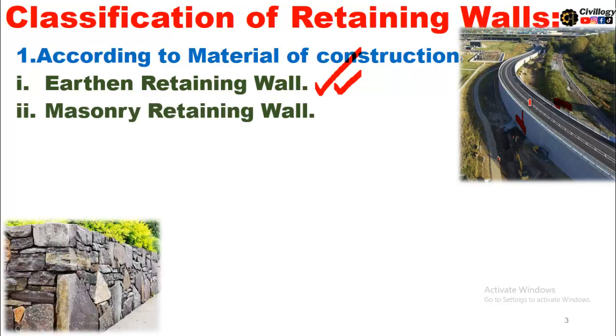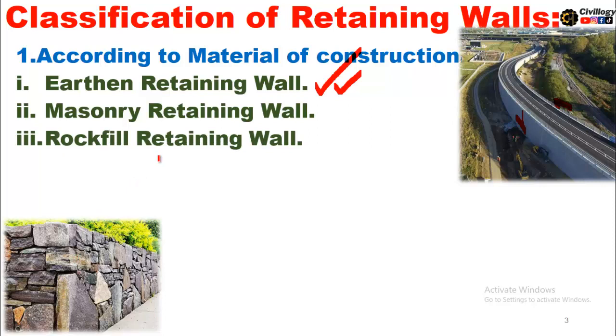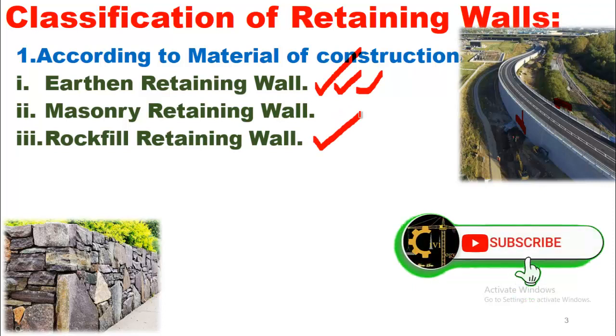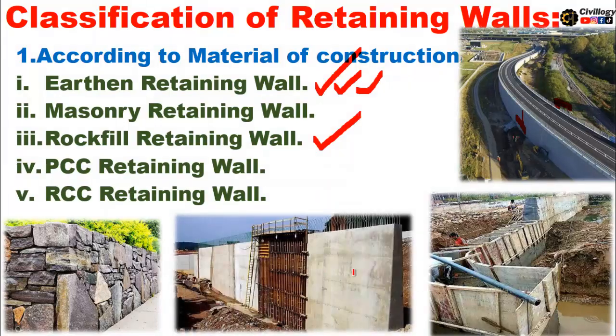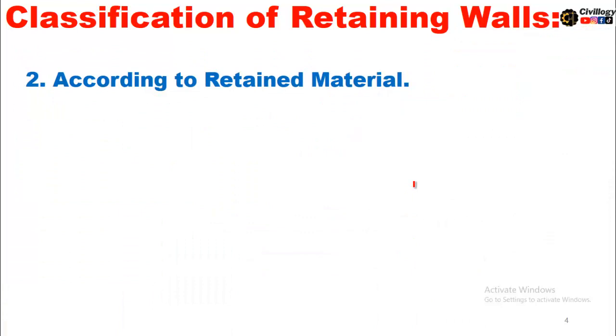The second type is masonry retaining wall, the wall which is made up by the art of masonry, and masonry unit could be stone, blocks, you can say bricks, etc. And rock fill retaining wall, similar to earthen retaining wall, the inside of a hollow retaining wall is filled with rocks. Such type of wall is called rock fill retaining wall. It could be PCC retaining wall, the wall made up of plain cement concrete, and there could be RCC retaining wall, the wall made up of reinforced cement concrete, as you can see over here in this picture. So these are classifications according to material of construction.